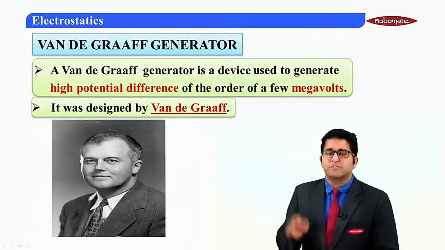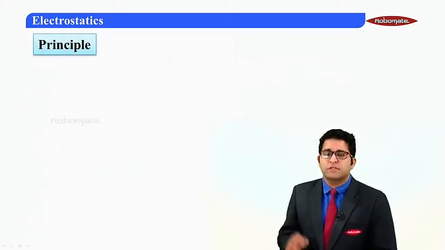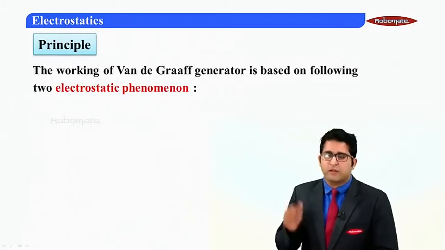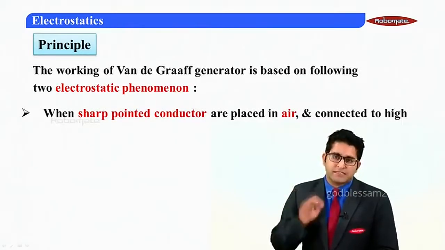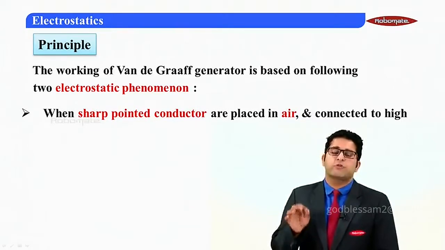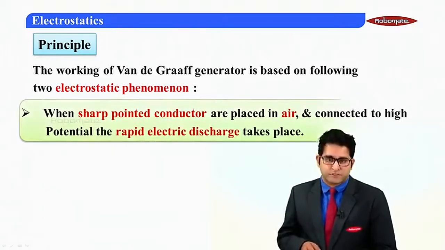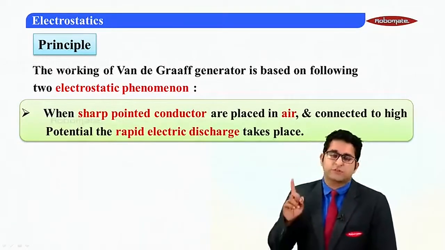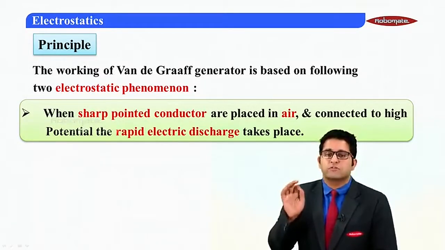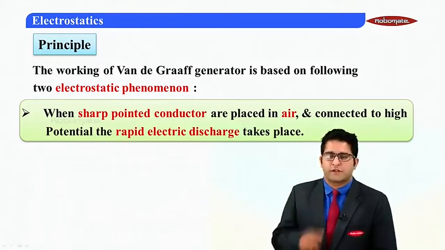And this particular device works on two simple electrostatic phenomena, right? First one, whenever sharp pointed conductors are placed in air and are connected to very high value of potential difference, then there is a rapid electric discharge that takes place. So this is the first phenomena on which the working of Van de Graaff generator is based.